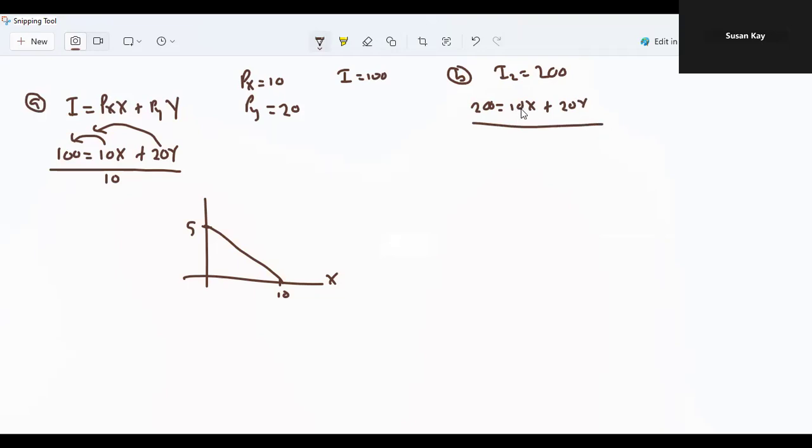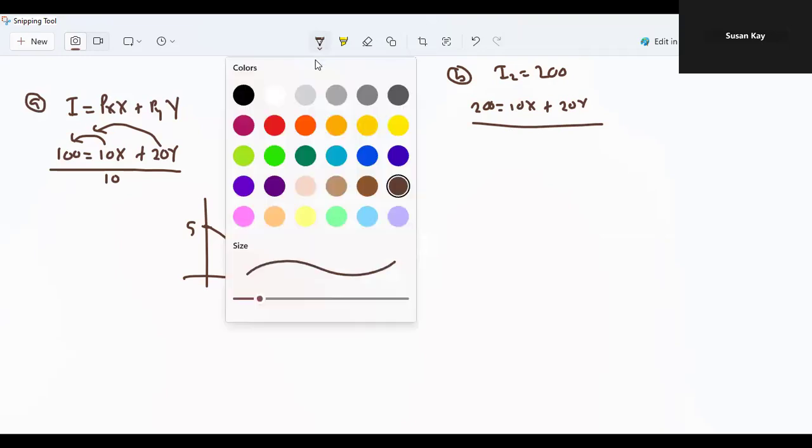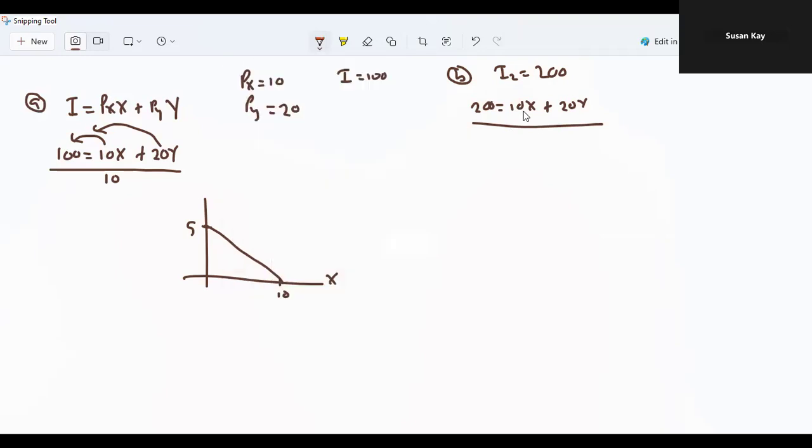We divide the number for x. What number is there? 10, right? 10 into 200, 20. What number is on the y? It's 20. 20 into 200 is 10. So I use for illustration purposes the same graph. So an increase in income is causing a shift.